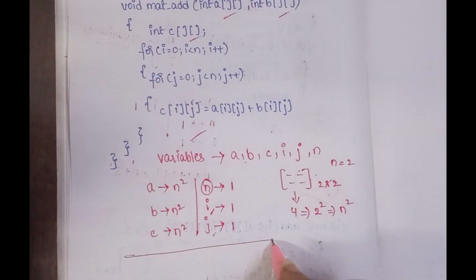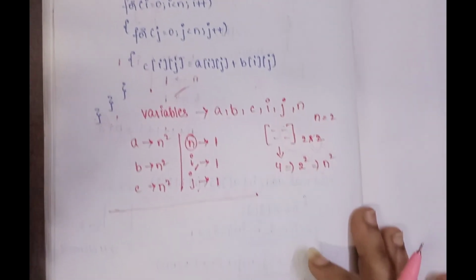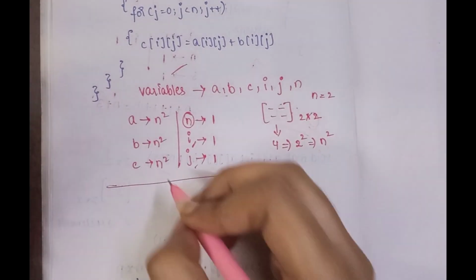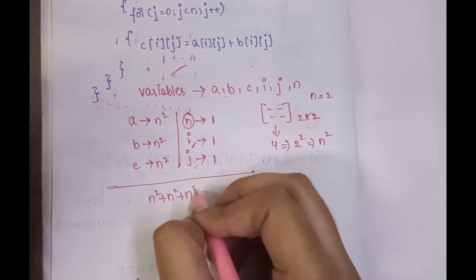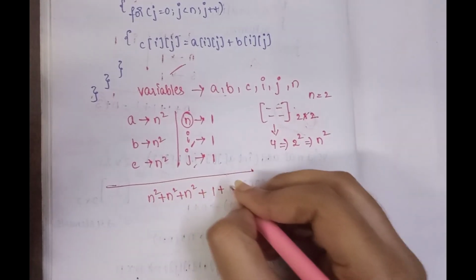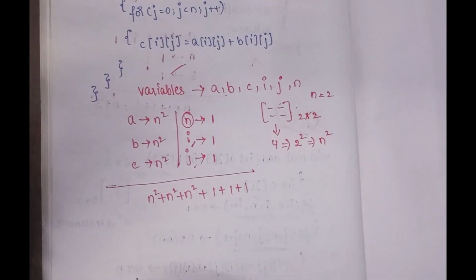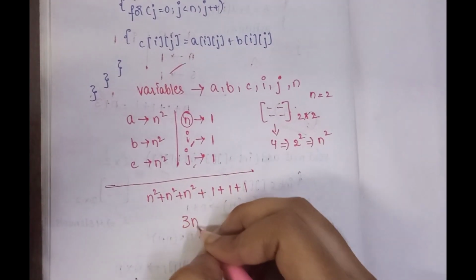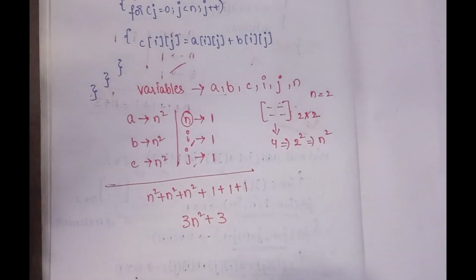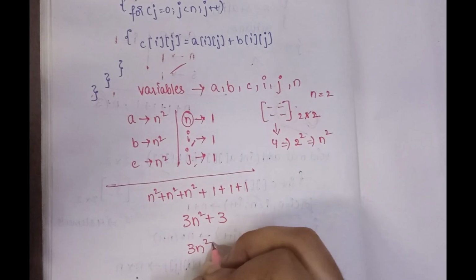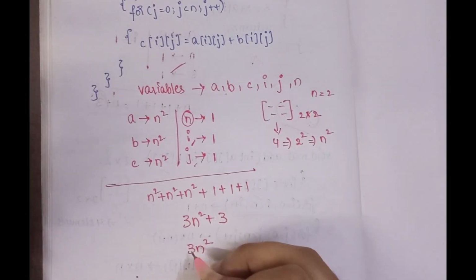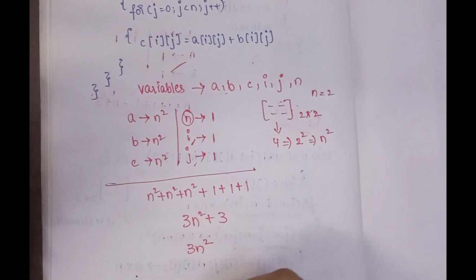Now you need to calculate the space complexity. So what will be the space complexity now? N square plus n square plus n square plus 1 plus 1 plus 1. So it will be 3n square plus 3. So according to the rule, you need to consider the higher exponential value. So I'll consider 3n square. So according to the rule, you need to avoid the constant multiplier. Here 3 is your constant multiplier.